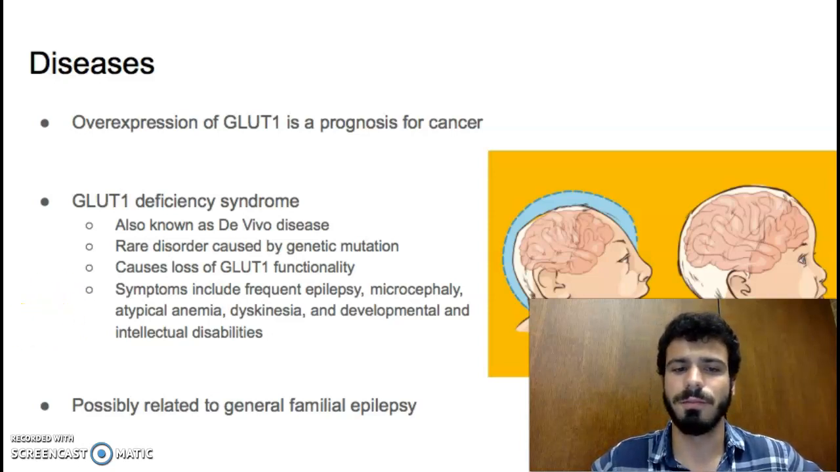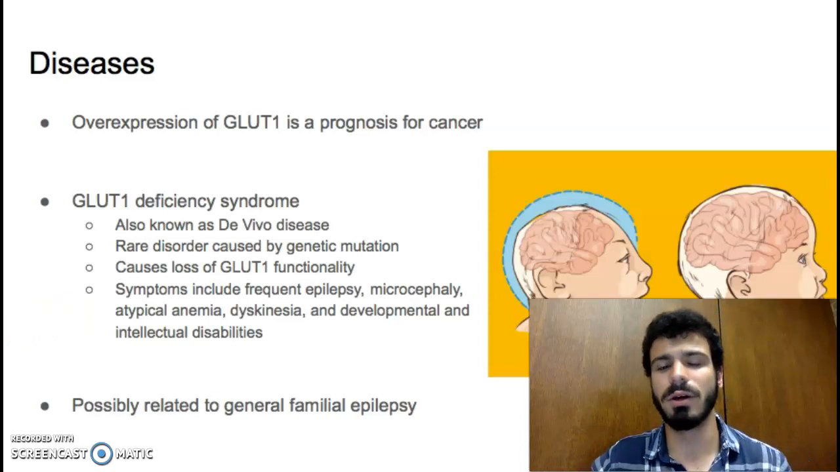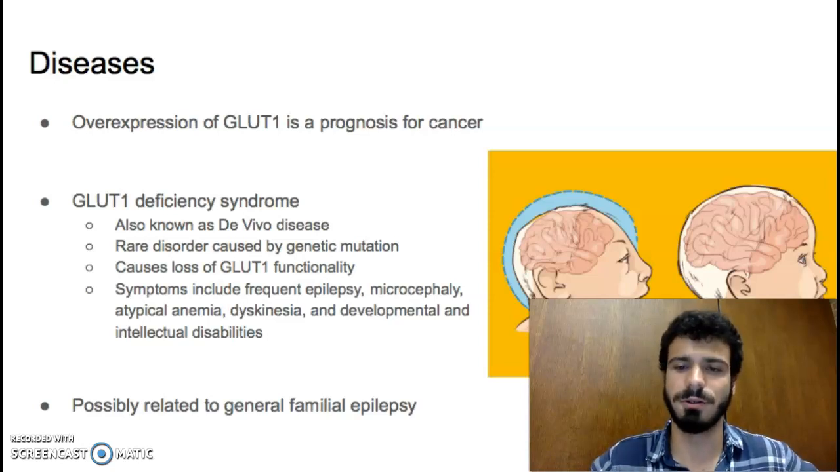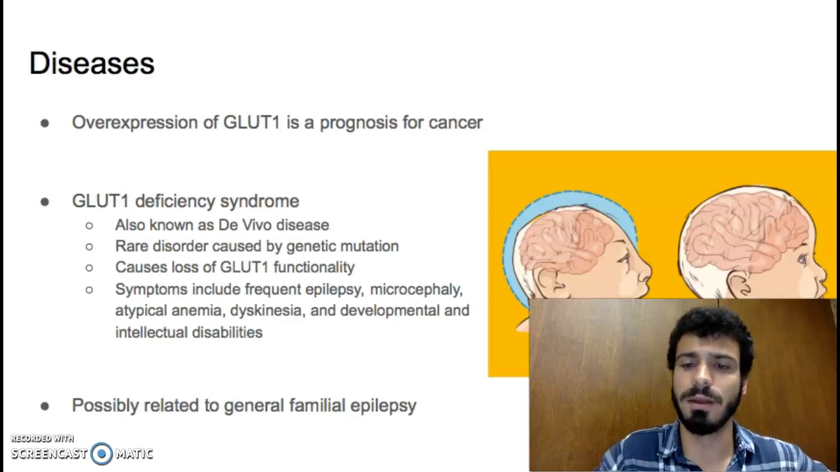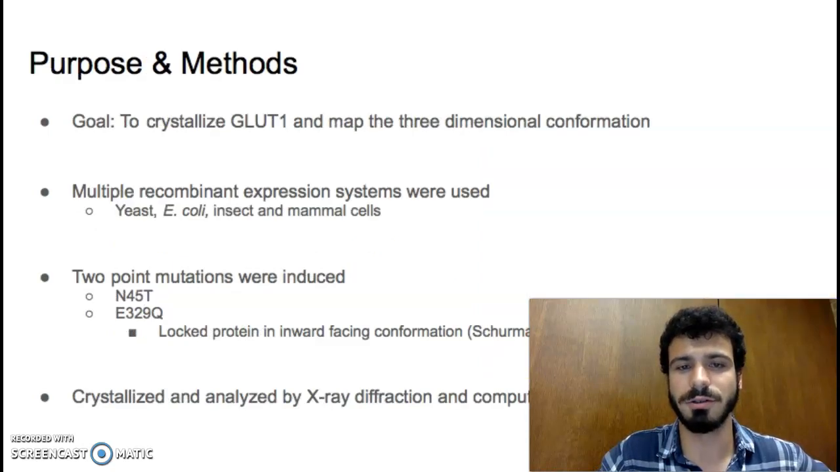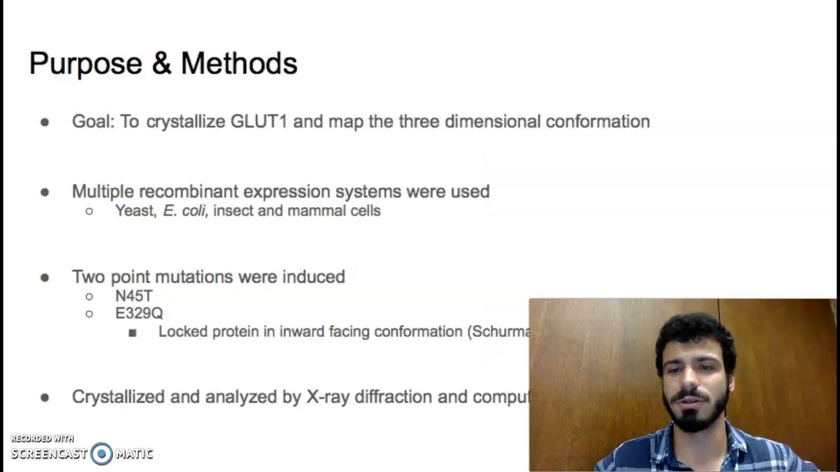And then GLUT1 is possibly related to just epilepsy in general, although its association with that is somewhat unknown at the moment. So given its role in disease and physiology, it'd be very useful to have a 3D structure, a conformation of this protein. And so the overall goal of the study was to crystallize GLUT1 and map the three-dimensional conformation. And it was successful.